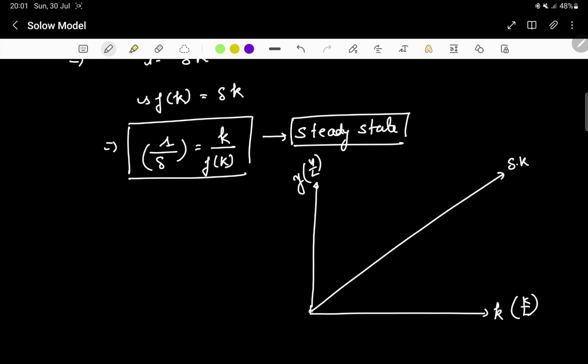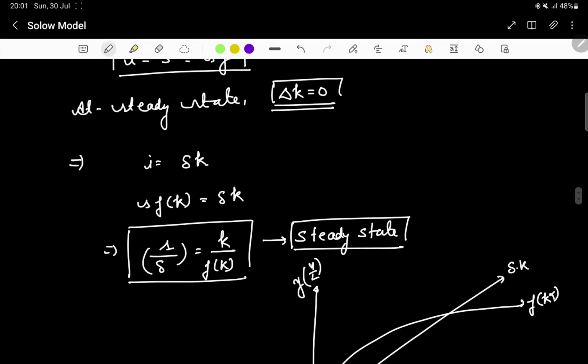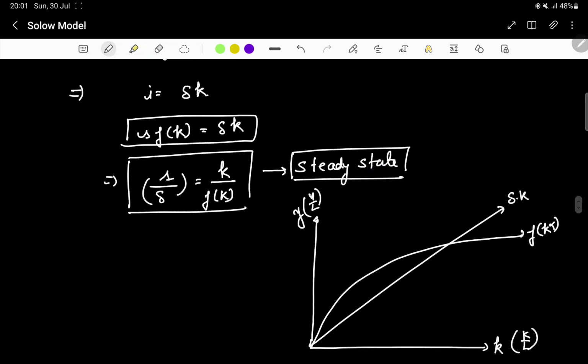Now we have to plot the production function. So we plot a production function like this. This is f of k, k raised to power alpha, and since s f of k is equal to delta k at the steady state, we have to plot another line like this. This is s f of k, and this is equal to delta k as I have shown in this equation. So at the steady state they are equal.